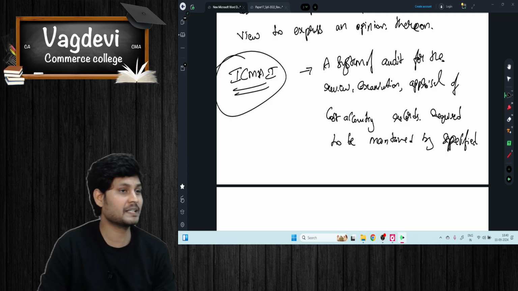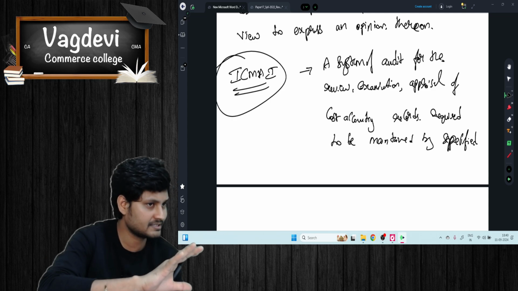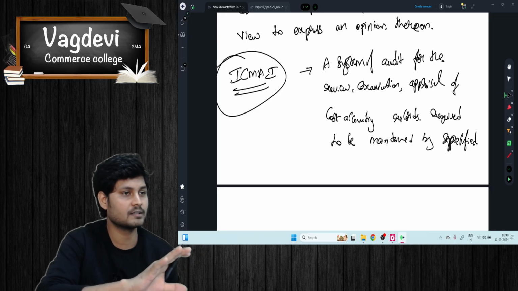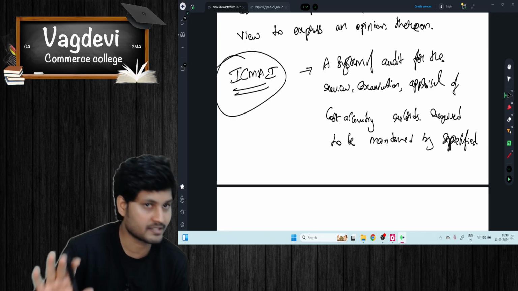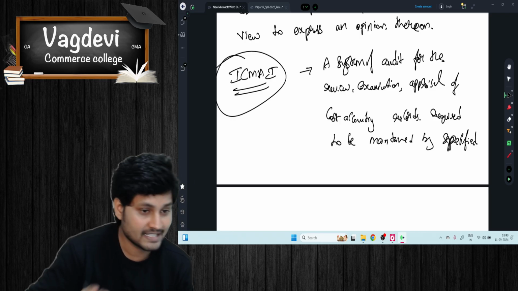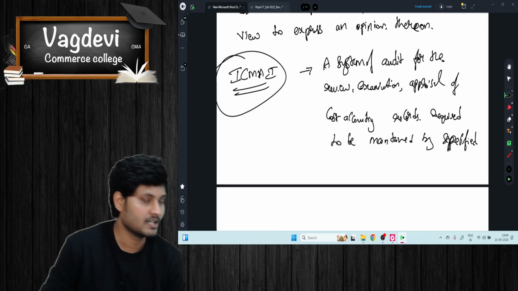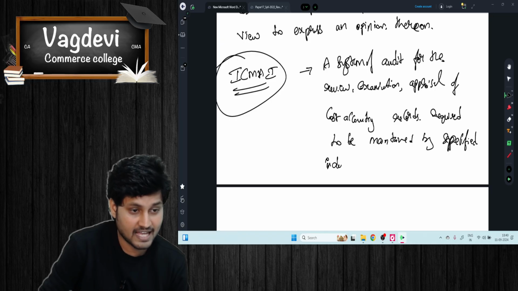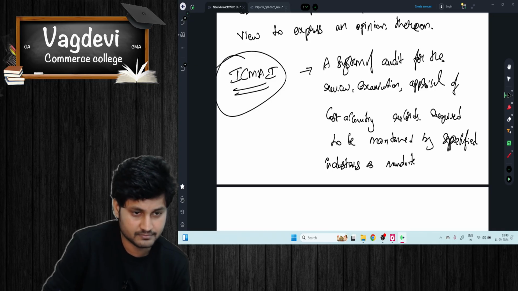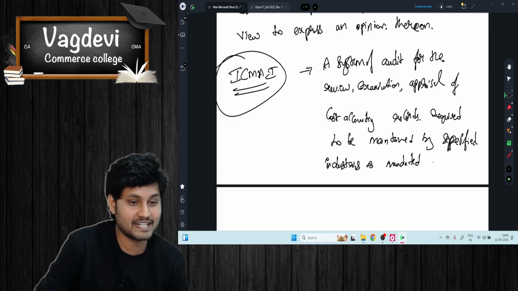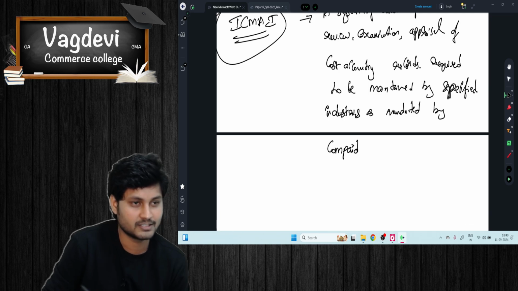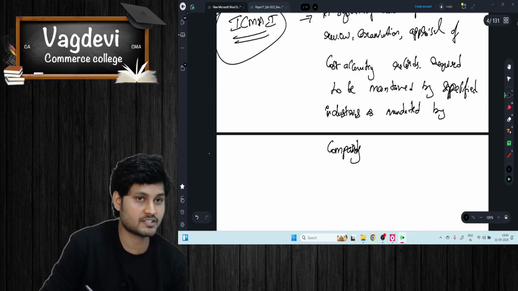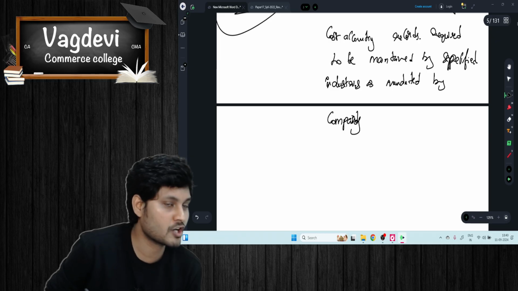These cost records are not applicable for every industry. Only some industries are notified, and those are the industries that need to prepare the cost records. Cost audit is applicable for them only. It is not applicable for everyone. And hence it is to be maintained by whom? Specified industries, as mandated by the Companies Act 2013. The Companies Act 2013 law said you must get your cost accounts prepared and audited.